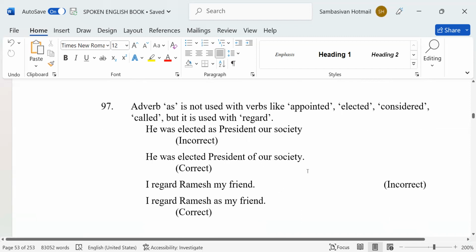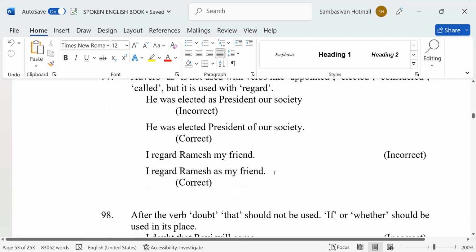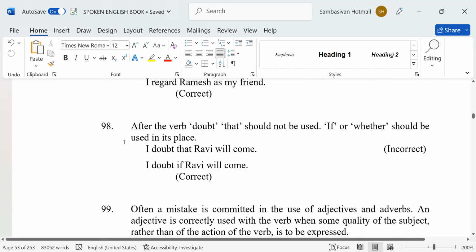The word as is not used with verbs like appointed, elected, considered, called, but it is used with regard. He was elected as a president of our society. Incorrect. He was elected president of our society. Correct. There is no need for as. I regard Ramesh my friend. I regard Ramesh as my friend. Correct.